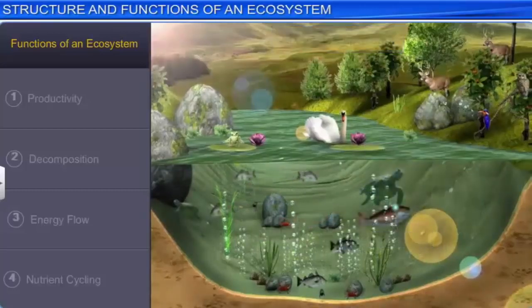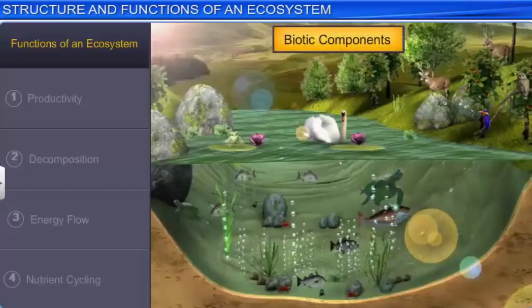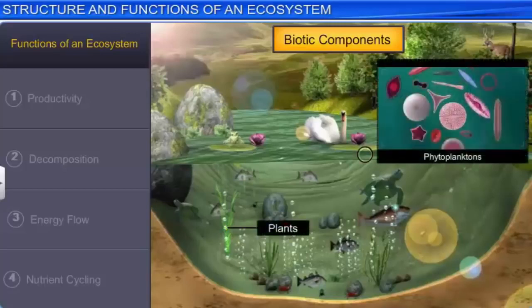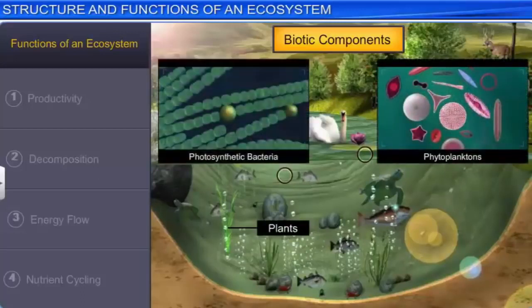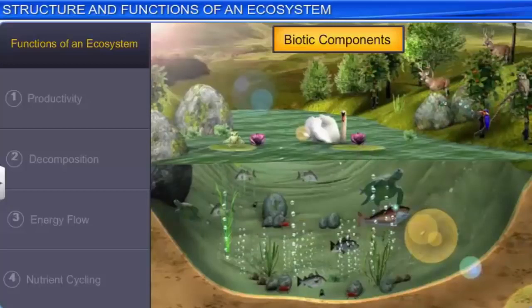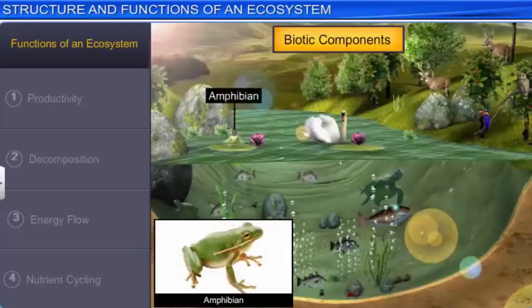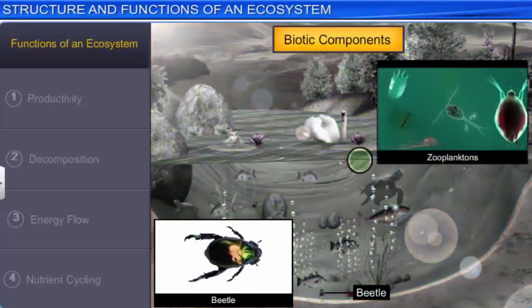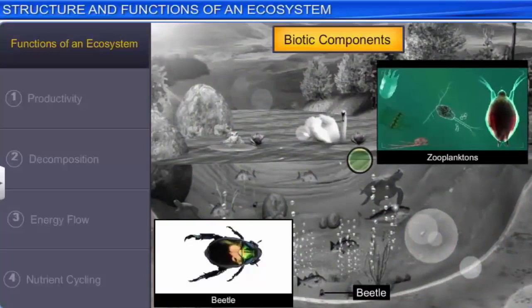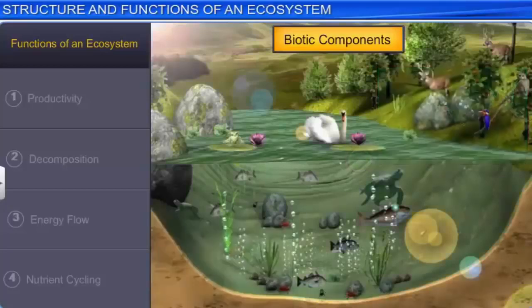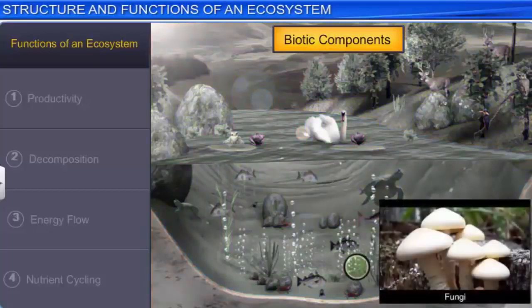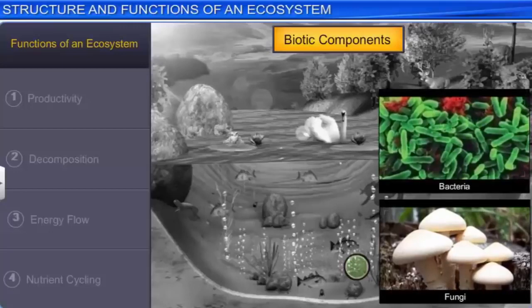Like abiotic components, there are several biotic components in this pond. These include autotrophic components like plants, phytoplanktons, and photosynthetic bacteria found both floating and submerged in water. The biotic components also include heterotrophic components like small and big fish, crustaceans, amphibians, beetles, and zooplanktons. Some of these heterotrophs are herbivorous, while others are carnivorous. The decomposers also fall under heterotrophic components and include several species of fungi and bacteria, usually found in abundance at the bottom of the pond.